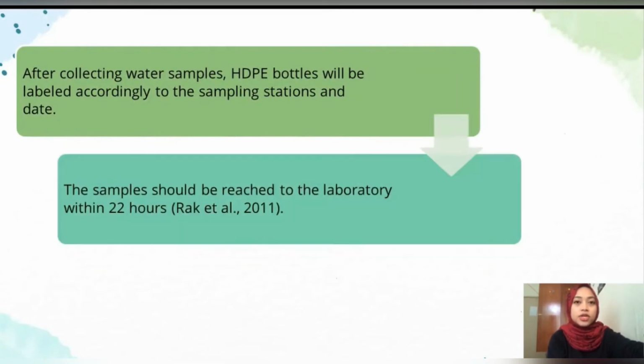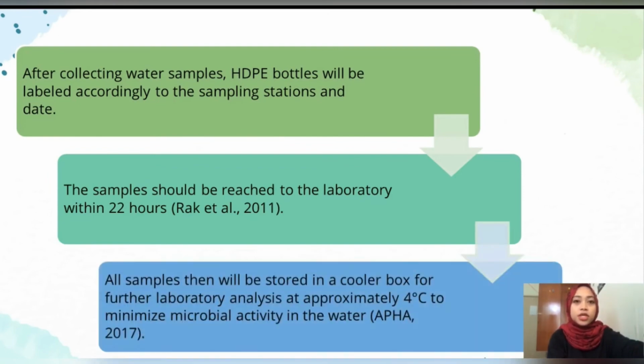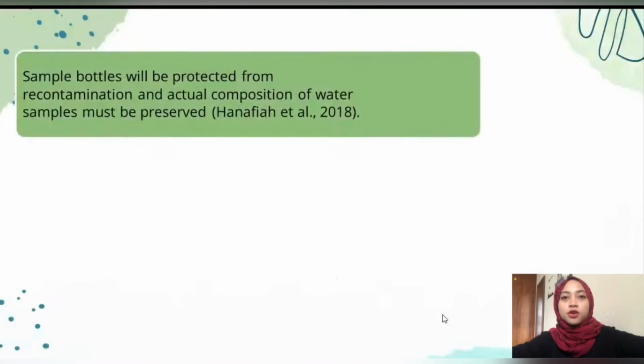Ra et al. 2011 stated that the sample should reach the laboratory within 22 hours. Based on APHA 2017, all samples will then be stored in the cooler box for further laboratory analysis at approximately 4 Celsius to minimize microbial activity in the water. According to Hanafi et al. 2018, sample bottles will be protected from recontamination and the actual composition of water samples must be preserved.